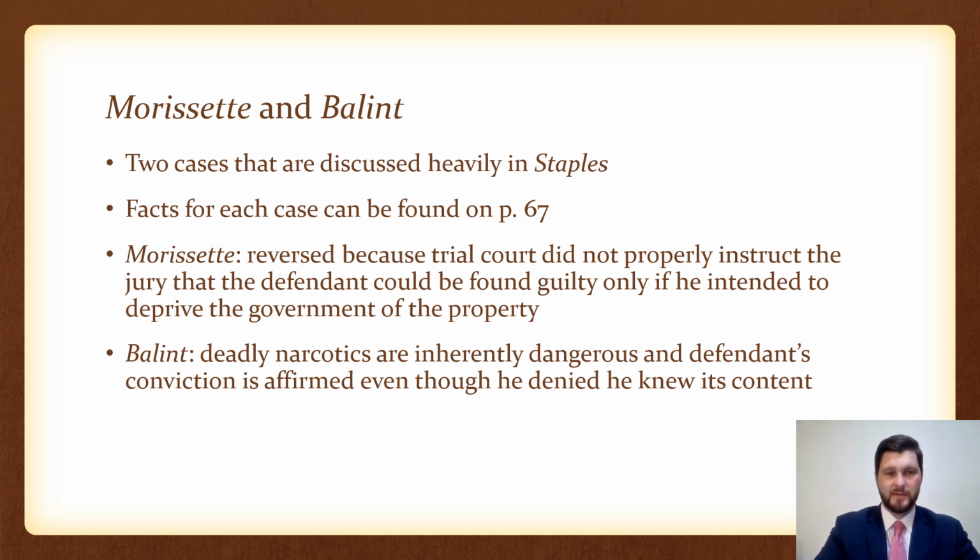Now, let's go to Balint. And the facts of this case you see are at the bottom of page 67, going into page 68. This is where we get into more of a strict liability, because Balint was dealing with deadly narcotics, right? An opium-based substance. Since they are inherently dangerous, the defendant's conviction was affirmed, even though he denied he knew its contents. He admitted he sold an opium-based substance. He said, yeah, I sold that. But he said, I didn't know that it was, in essence, an opioid, that dangerous.